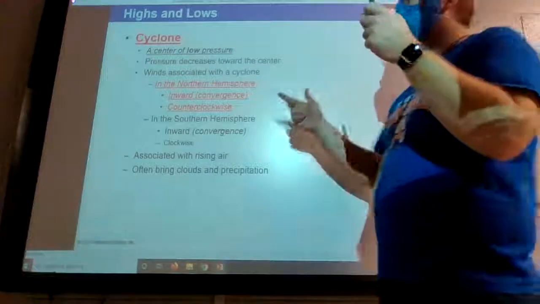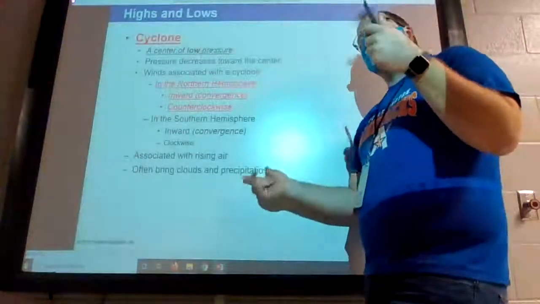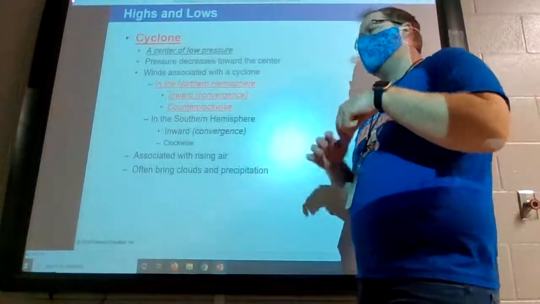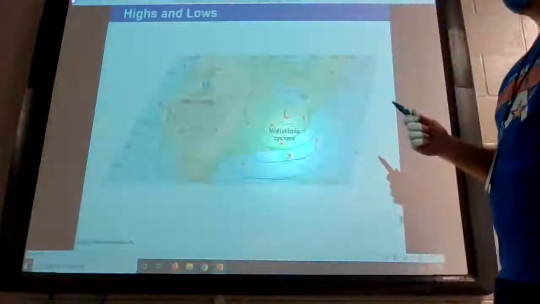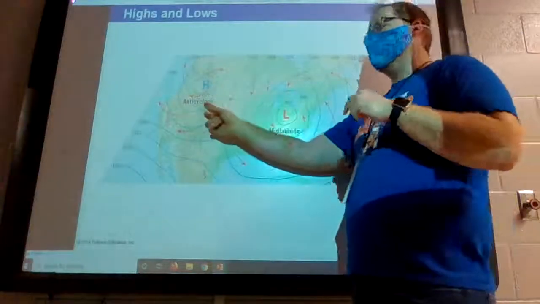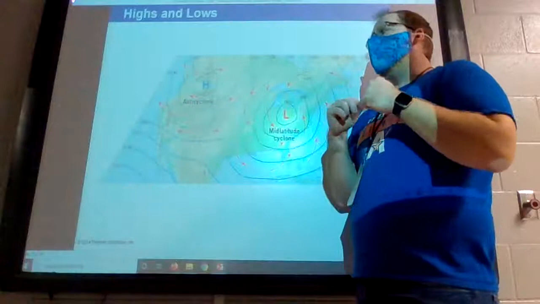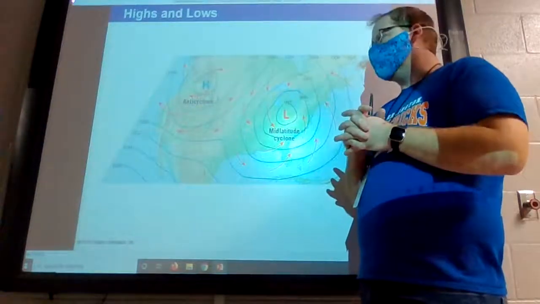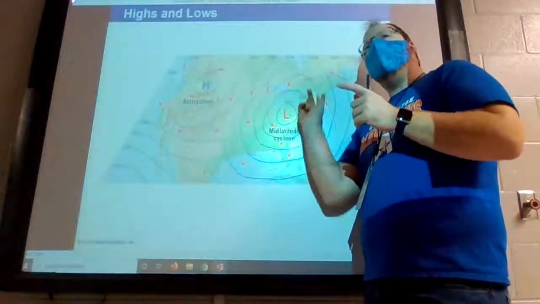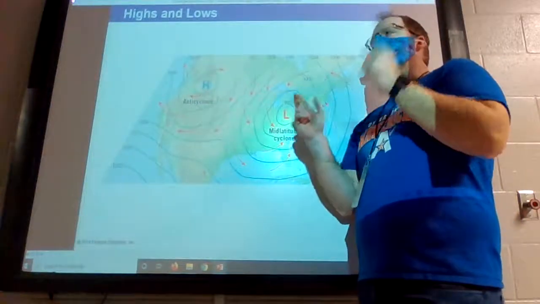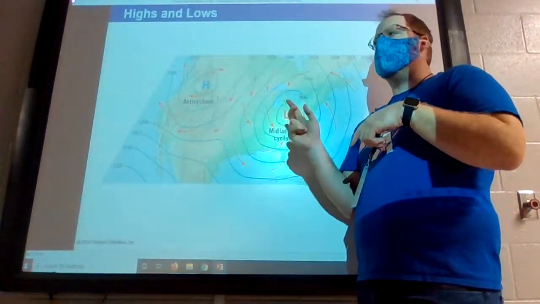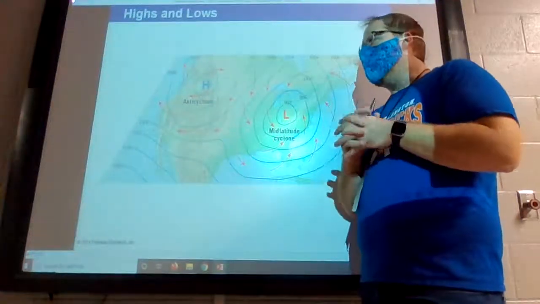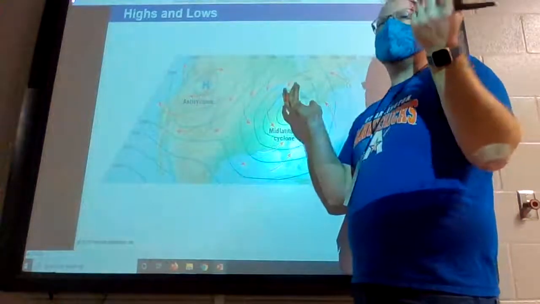Your cyclones and your low pressure is usually going to bring rain and thunderstorms. Where the opposite is true for your high pressure systems, which we call anticyclones. They're going to bring fair weather, clear skies, and usually warmer temperatures. So if you have rain happening somewhere around you, it's because there's a low pressure system coming in, which is bringing a cold front. In fact, I think we got one coming through today.